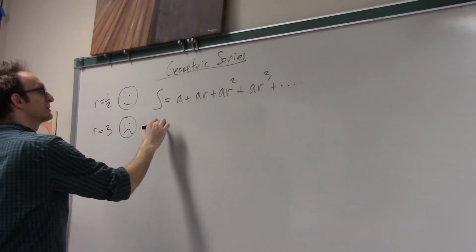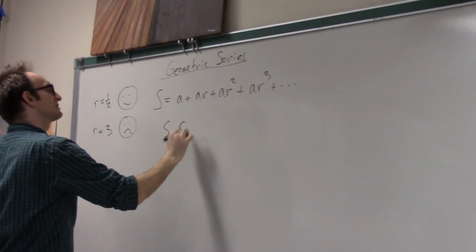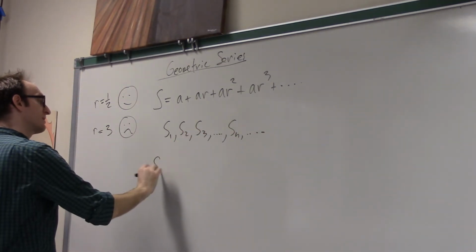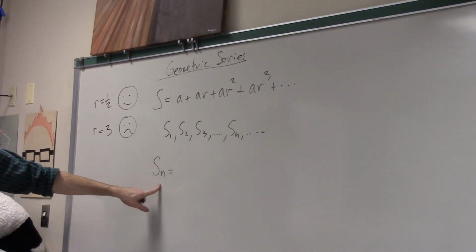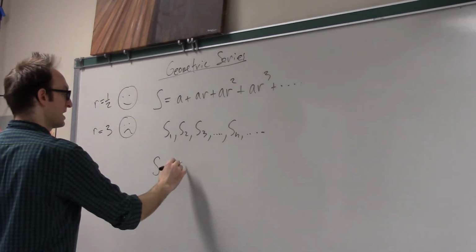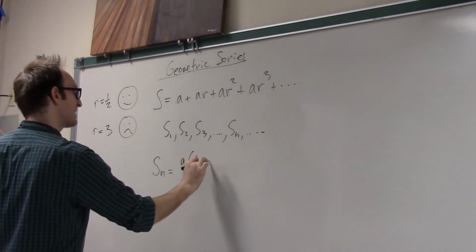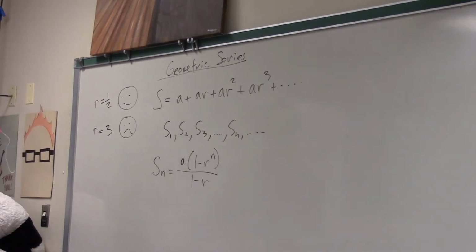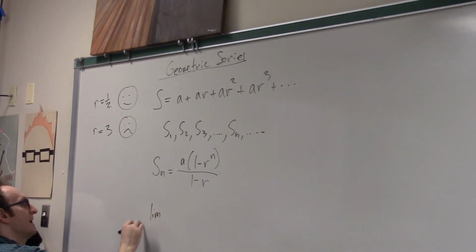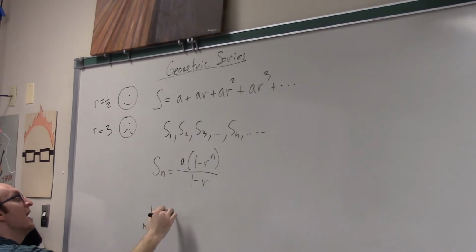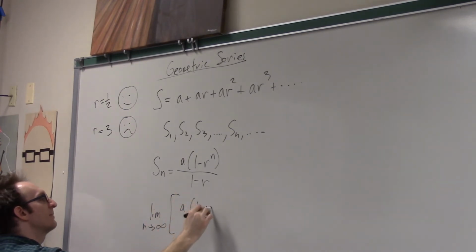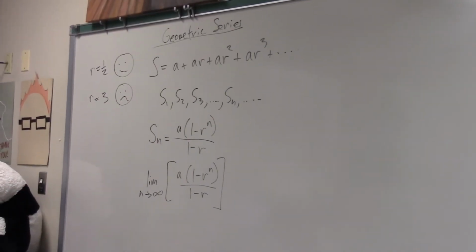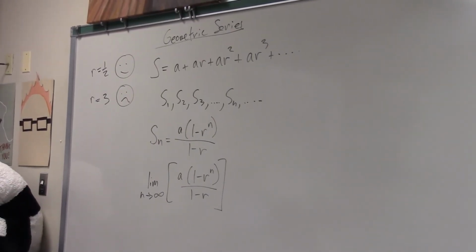Okay, so what do we do? We construct the sequence of partial sums: S1, S2, S3, all the way on to S sub n and beyond. Fortunately, we have a formula for the sum of the first n terms of a geometric series. It is A times (1 minus r to the n) over (1 minus r). So all we have to do is take the limit as n goes to infinity of A times (1 minus r to the n) over (1 minus r) and see if that limit exists or not.